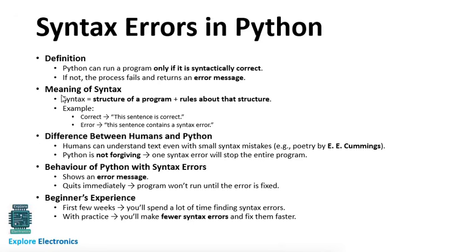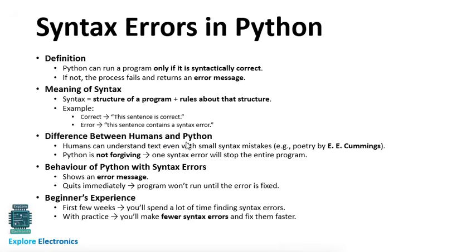Very clear, right? And the meaning of syntax is the structure of the program, meaning how exactly the program looks, and the rules about the structure. After this part, this should occur, the rules of that program. These two together are called syntax. For example, if the code is correct, then the sentence is correct. If an error occurs, this sentence contains a syntax error.